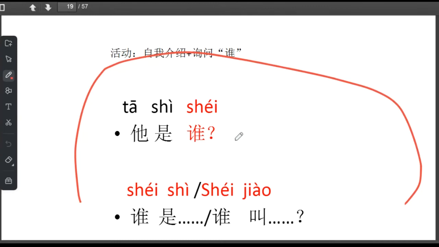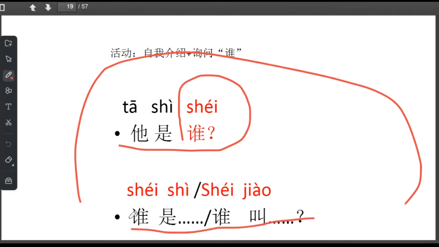Okay, 谁是吴老师? Maybe you are confused about why in this sentence 谁 is at the end, but in this sentence, it is at the first place. Why? Because these two questions ask about different parts of the sentence. Sentence one asks about the object. But sentence two asks about the subject. Because the subject is at the first place, we put 谁 at the first place.